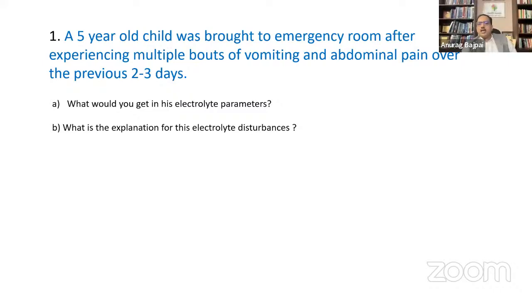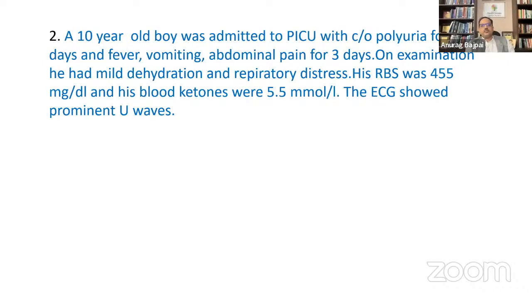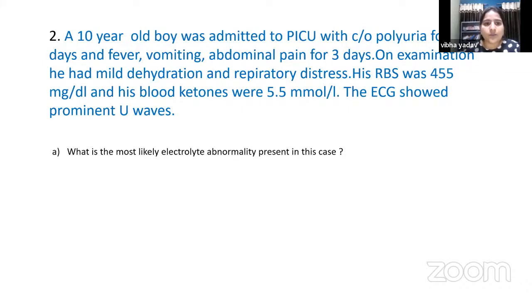So very good. So carry on, Dr. Vibha. Now the second question, a 10-year-old boy was admitted to PICU with the chief complaints of polyuria for 15 days and fever, vomiting and abdominal pain for 3 days. On examination, we found he had a mild dehydration and respiratory distress. His RBS was 450 and his blood ketones were 5.5, and his ECG showed the prominent U waves. So I think the diagnosis is quite clear, but the question is not the diagnosis. The question is, what is the most likely electrolyte abnormality present in this case?